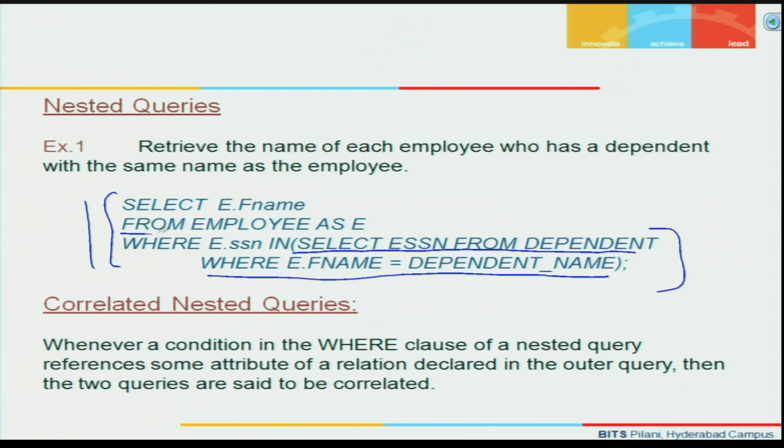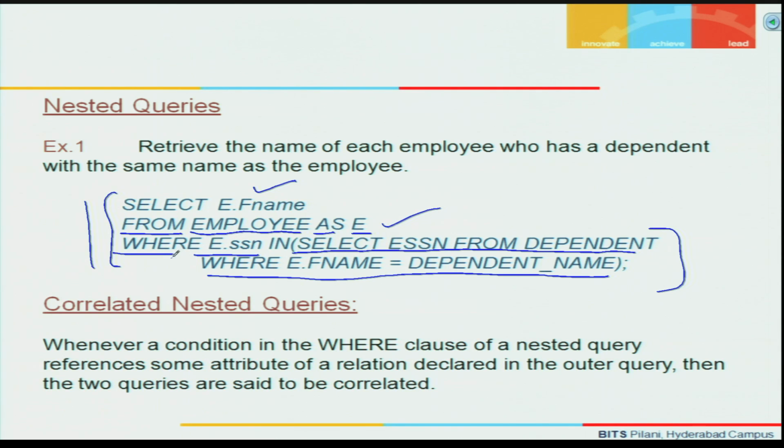Select, here in the from clause, I am specifying the employee table as E, that is I am giving an alias name for the employee table or employee relation. Select E dot first name from employee as E, where E means the employee table specified in the outer query from clause, where E dot SSN. For what kind of employees will I be displaying that? The employee should have a dependent, and he must have at least one dependent with the same name as himself. So that should be the condition.